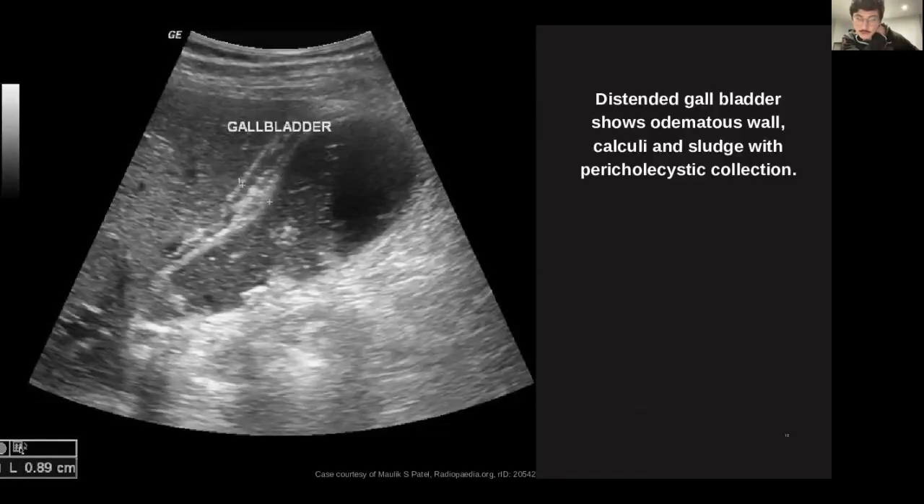And one of the things you can do is called the sonographic Murphy's sign. That's when you use the ultrasound probe to see that the point of maximal tenderness is directly over the gallbladder when you're pressing down. It's just the radiological correlate of the clinical Murphy's sign.